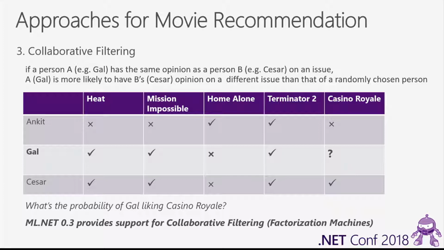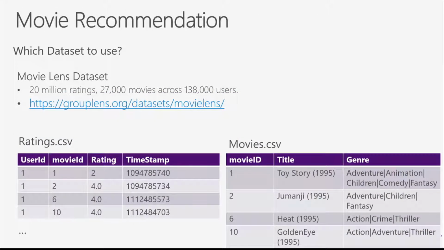So let's go ahead and start building this model in code. I just want to call out here that there are various approaches for doing collaborative filtering. What we've released in ML.NET 0.3 is factorization machines, which is a binary classification learner that we've added, which we're going to use for this demo. Now, once we've established the approach for building a movie recommender, in this case collaborative filtering, the next thing for us to figure out is which data set to use.